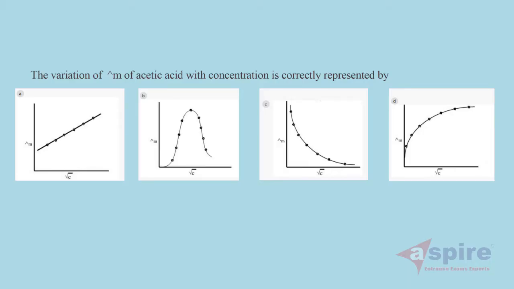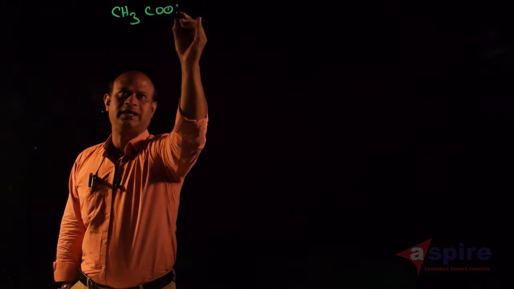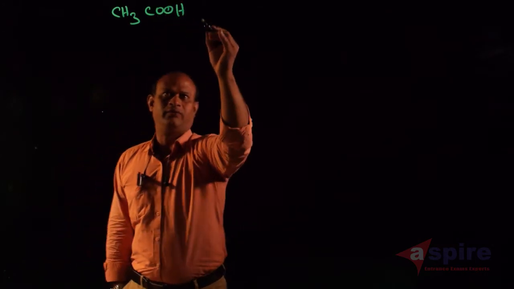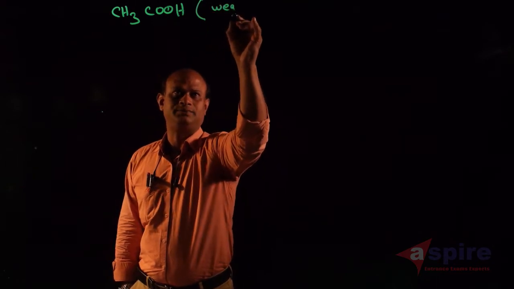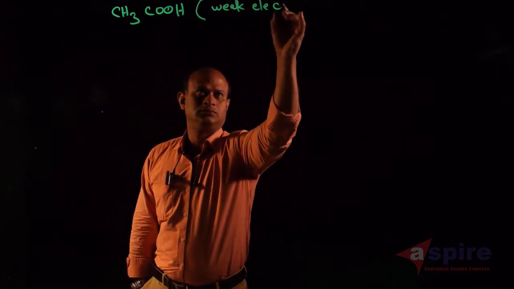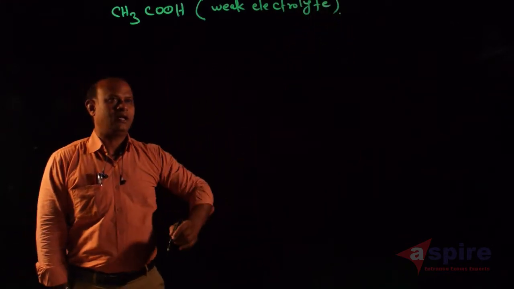We are going to find, with respect to the graph, we are going to predict with respect to conductance what will be the concentration. In our question they are giving acetic acid. We may already be aware that acetic acid is a weak electrolyte.